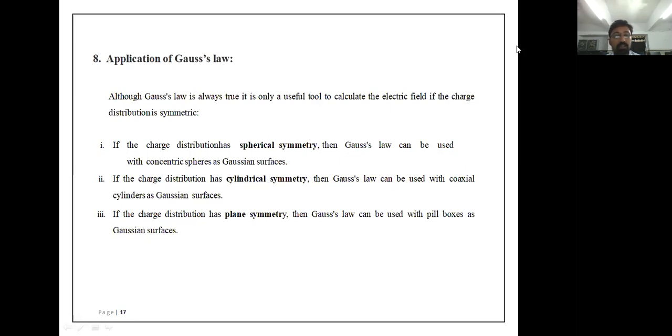with a pillbox as the Gaussian surface. So in this case, when the charge is distributed over a plane, we use a Gaussian pillbox as the Gaussian surface, and by using it we can find the electric field using Gauss's law. So these are the applications of Gauss's law: mainly three symmetries, namely spherical symmetry, cylindrical symmetry, and plane symmetry.